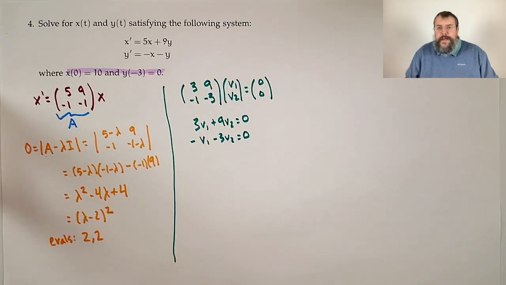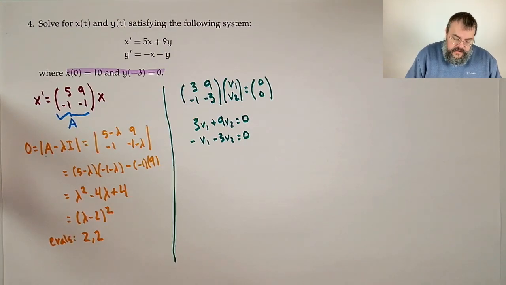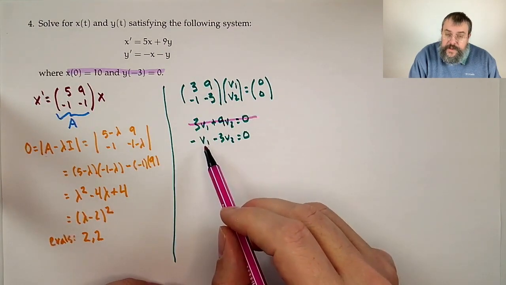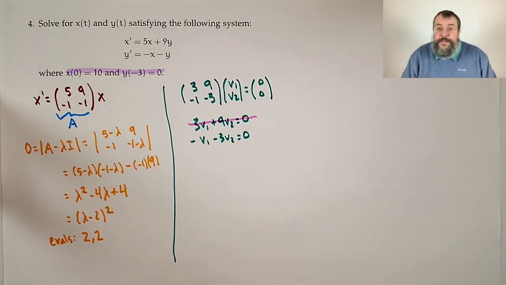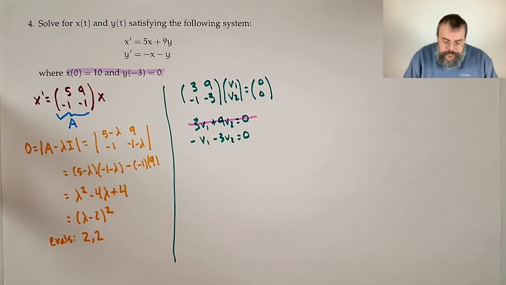And you're probably like, wait, those are the same equations. You're right, they are the same equations. Say, all right, just get rid of one. I don't know, let's get rid of the top one. I like the fact that there's smaller numbers in the bottom one. So you just pick one, it doesn't matter.